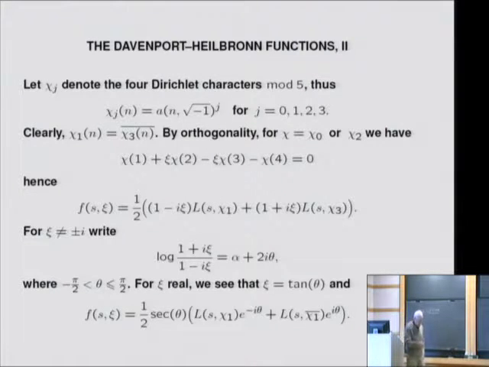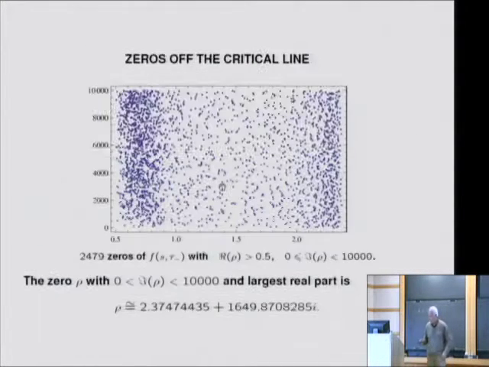So here it tells you how to obtain this function. This linear combination will give you those coefficients I mentioned before. Chi1 is a complex character, and this is the conjugate character, in fact. And then you can rewrite it this way. And let's look now at the zeros off the line, since we are talking about that.